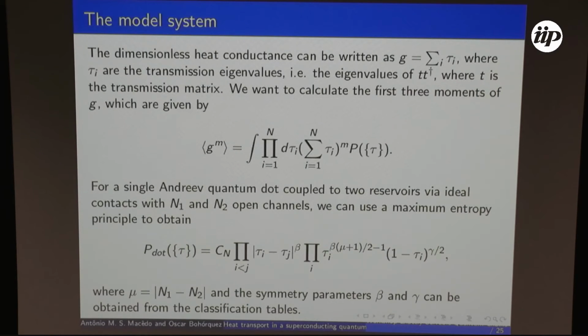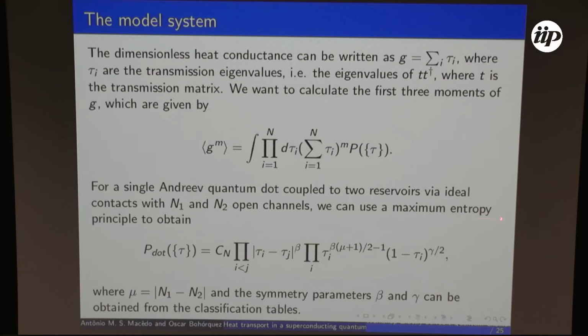Okay. So the first 3 moments of the conductance are just these integrals. You have to find P of t as a function of tau. Tau is the length of the wire. The mean free path for elastic scattering in this problem is essentially the size of the quantum dot. So if the length of the wire is smaller than the size of the quantum dot, then you have to use the probability distribution of the quantum dot.